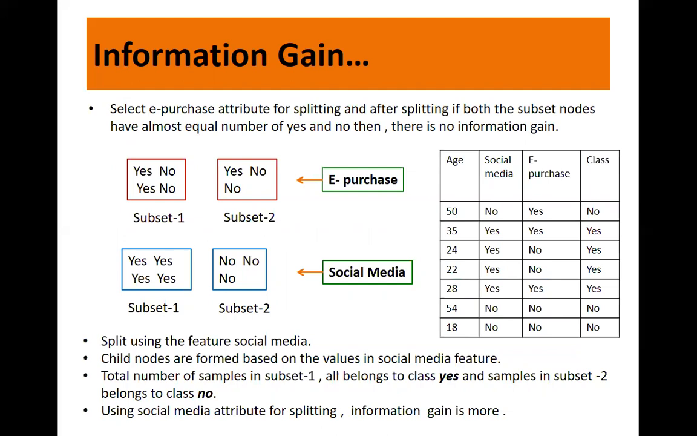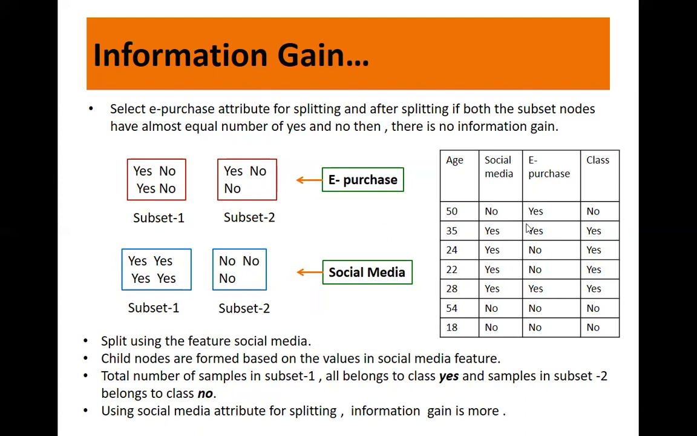Now, a simple example again here. Suppose we select the e-purchase attribute for splitting, and after splitting, if both the subnodes have almost equal number of yes and no, then there is no information gain, as we do not gain any information about the class of the subnodes. So the entropy of the nodes even after the split is still high, so entropy is not reduced, so we gain less information.